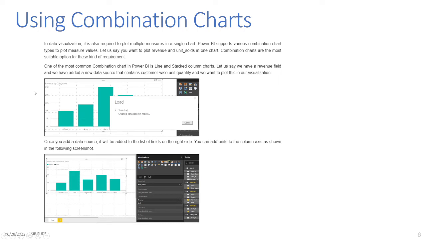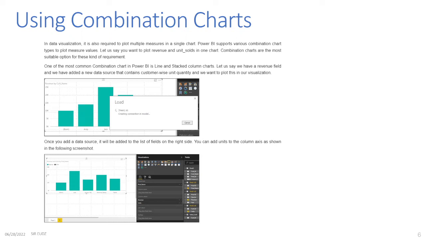Using combination charts. In data visualization, it is also required to plot multiple measures in a single chart. Power BI supports various combination chart types to plot measure values. Let us say you want to plot revenue and units sold in one chart. Combination charts are the most suitable option for this kind of requirement.